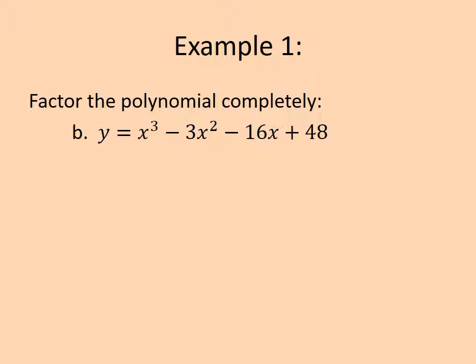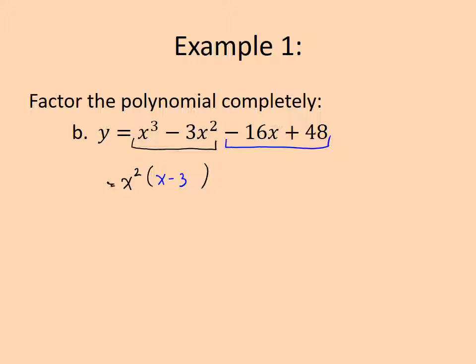Here's another example that we're going to factor by grouping. So we have our first two terms that we're going to see what's in common, and then we have our second two terms, we're going to see what's in common there. In common with the first two terms is another x squared. So we take out the x squared, and what we're left with is x minus 3.